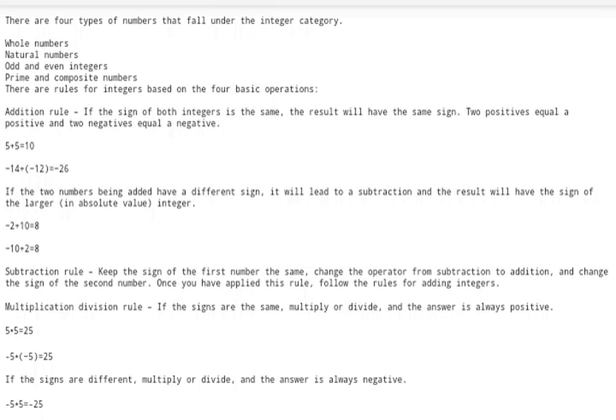If any integer is multiplied by 0, then x into 0 equals 0, and 0 into x equals 0. Any integer multiplied by minus 1, the product will be the opposite of the number. x into minus 1 equals minus x, or equal to minus 1 into x.